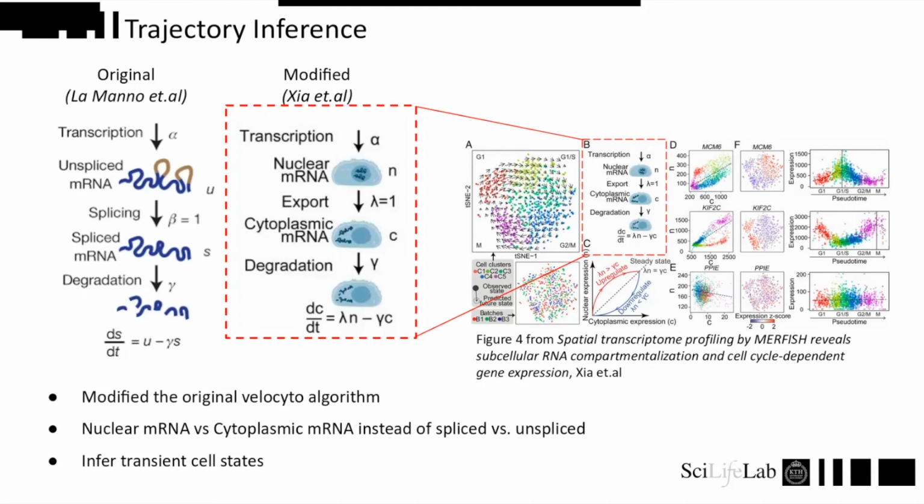So if you remember, or perhaps have seen in the original paper by La Manno et al., they used the ratio between unspliced and spliced mRNA, and then used this dynamical model to infer the position and pseudotime of certain cells. Very similar, but slightly different, Xia et al., I'm not sure if that's the correct pronunciation, but this group at least looked at the ratio between nuclear mRNA and cytoplasmic mRNA, and then used an identical dynamical model here to infer pseudotime or these transient cell states in their MERFISH data.